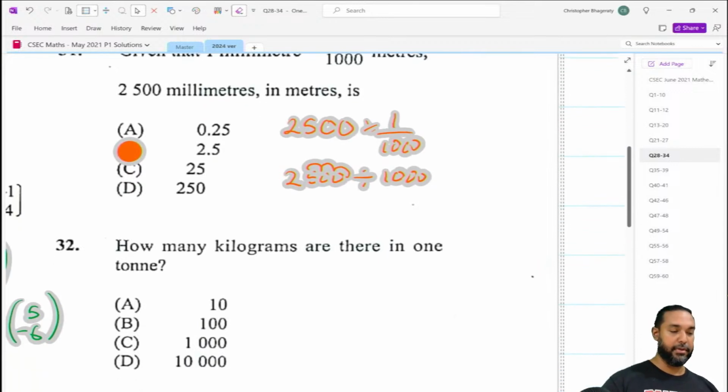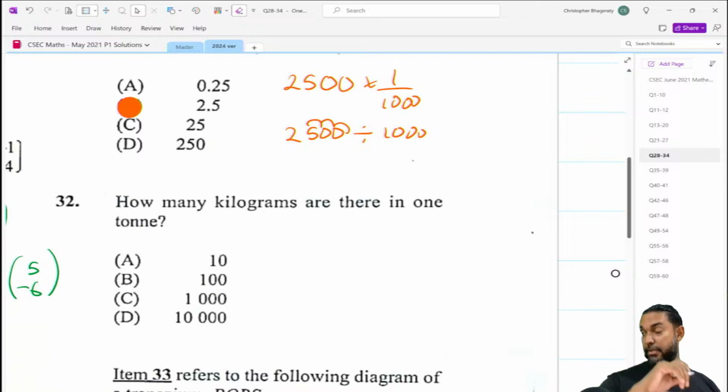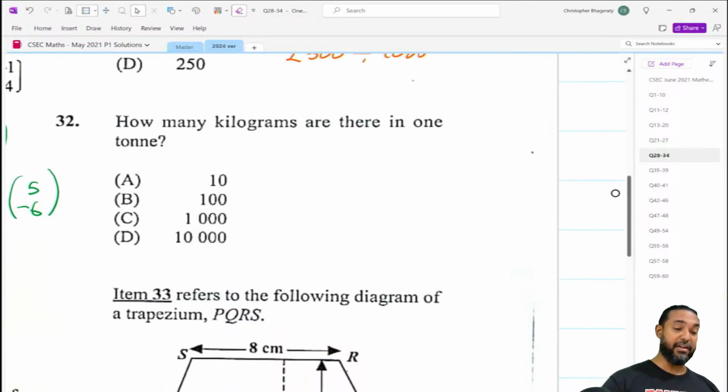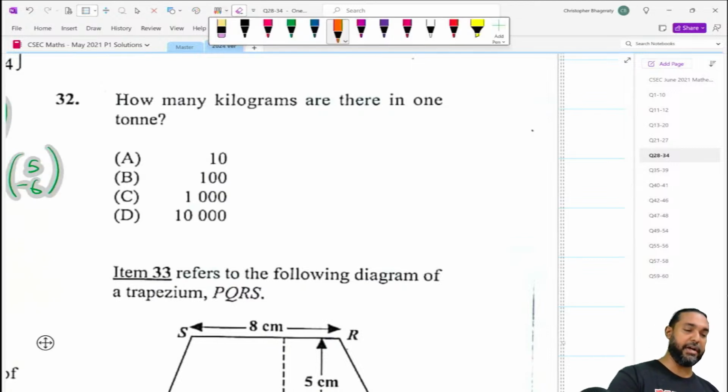31 is B. I could agree with that. How many kilograms are there in 1 ton? That's 1,000. We had to double check that on Google. Yeah, it was 1,000. So that one is just something you had to kind of know.